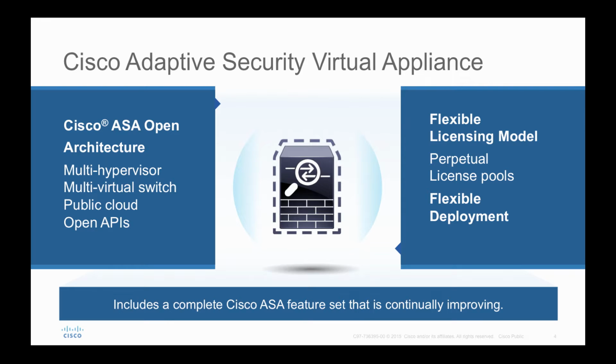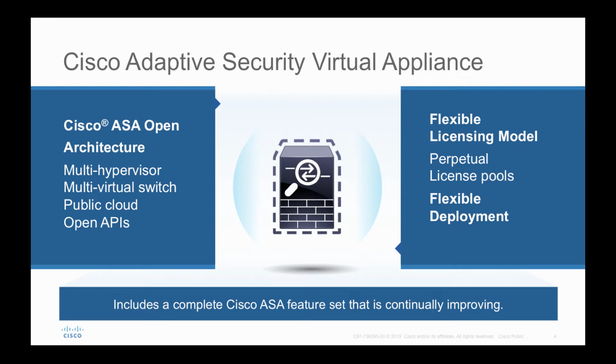There is a flavor of ASAv that is available for the AWS environment as well. If you visit Amazon Marketplace and look for Cisco ASAv, it is available there. You can deploy it in routed mode. We have also opened up our ASAv firewall management and configuration so that you can use RESTful APIs.